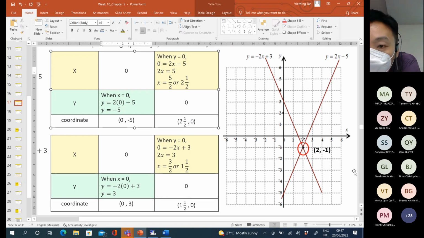How to get 2 here? If you draw a vertical line until touching the x-axis, you may find that the x value is 2 at this point. And then how about the y value? For the y value, you have to draw a horizontal line from this point to the left hand side, and you may find that the y value is -1. So this is how you identify the coordinate. We call it the intersection point between the 2 linear equations.